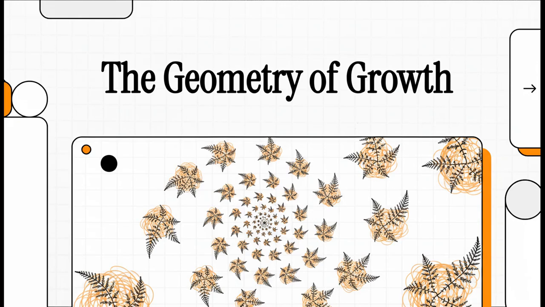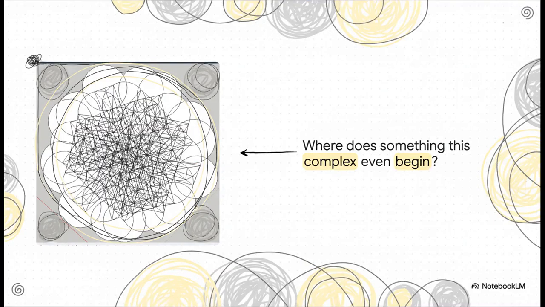Hey everyone and welcome. So today we're going to dive into this really cool visual puzzle. Basically, how do you get something incredibly complex from something super simple? Let's just jump right in and look at the final product first. All right, just take a look at this.